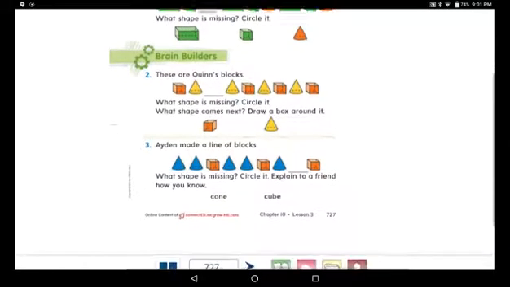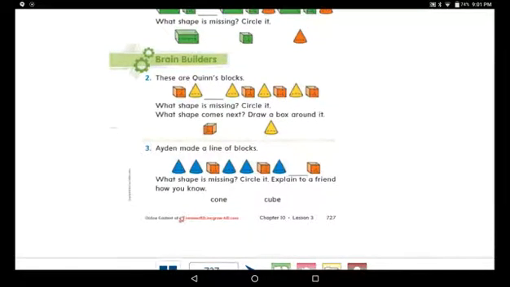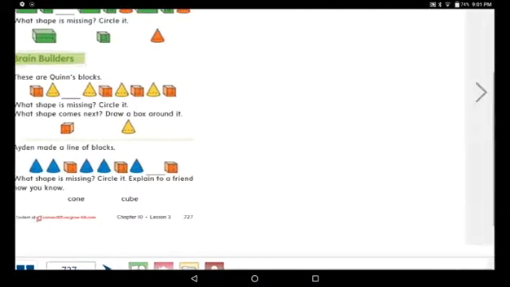Then last question number 3. Aiden made a line of blocks. Look at the line. What shape is missing? Circle it. Explain to a friend how you know. Use your sisters and brothers because they are also your friends, right? Now we're done from this page. I want you to go to the last page. We'll solve together.